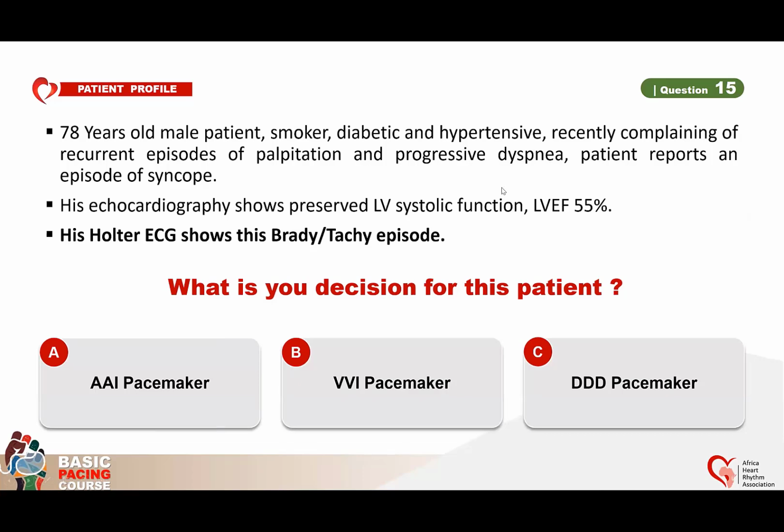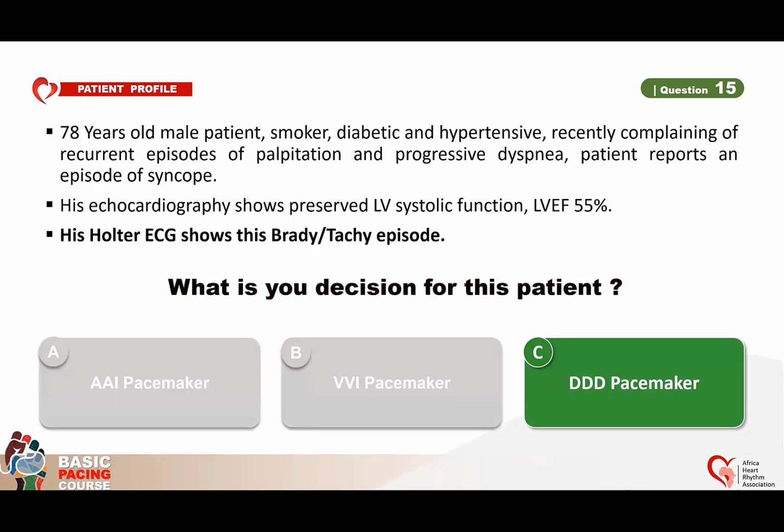So he's indicated because he's symptomatic, and we have documentation of the pauses and the bradytachy episodes. He's indicated for a pacemaker. The question is, which mode? Would you go for an AAI, a VVI, or a DDD pacemaker? And the most appropriate would be a DDD pacemaker.